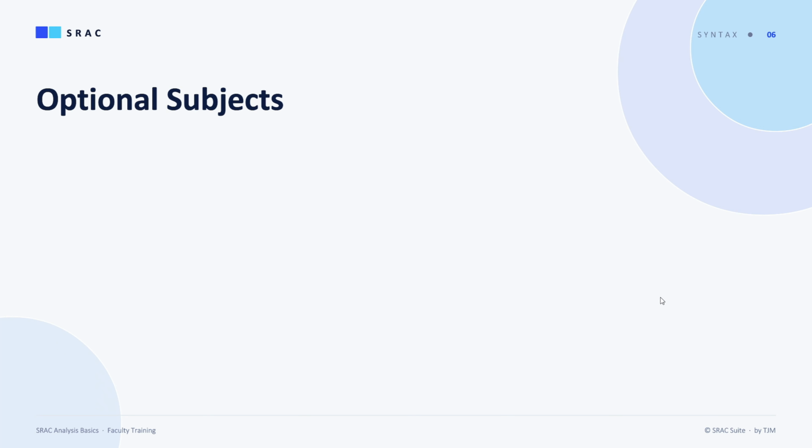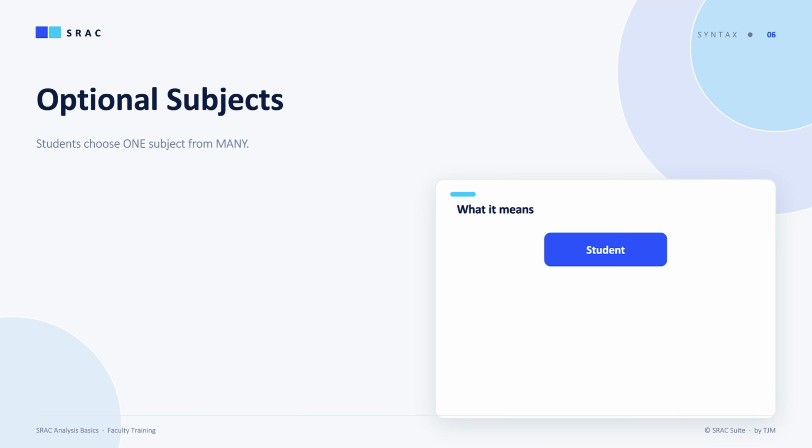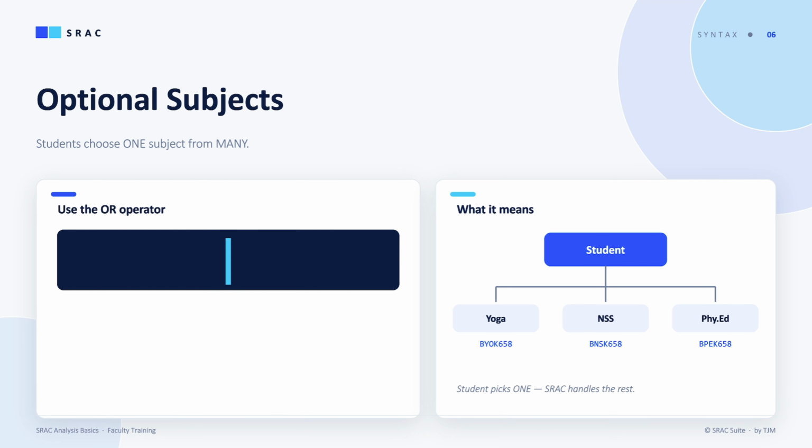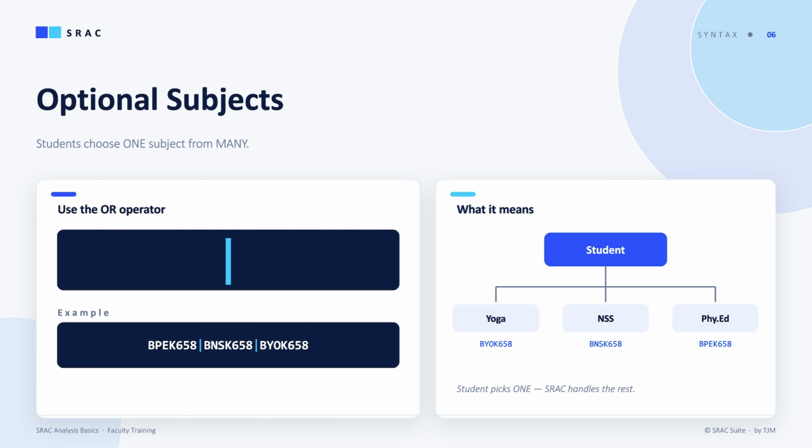Let us understand optional subjects. Sometimes a student chooses only one subject from many. For example, yoga or NSS or physical education. SRAC cannot guess which one the student picked. So, we use the OR operator, the vertical bar symbol. For example, this tells SRAC, accept whichever subject the student has attempted.